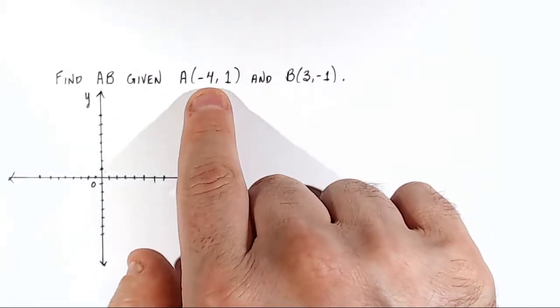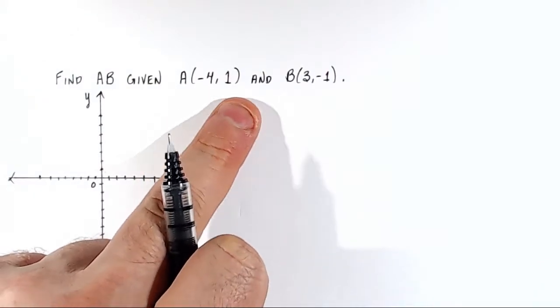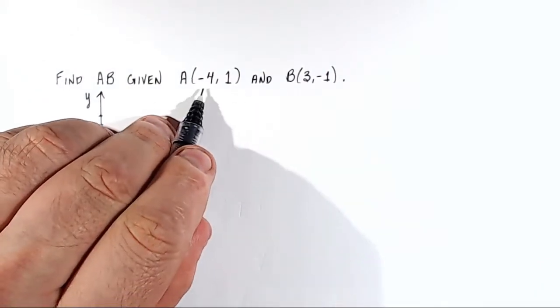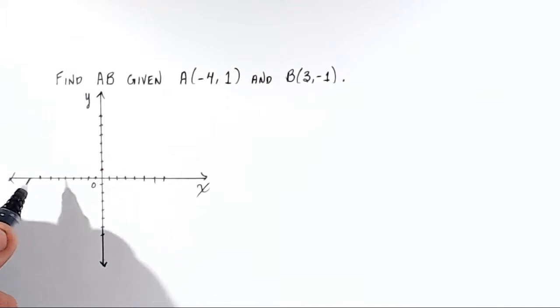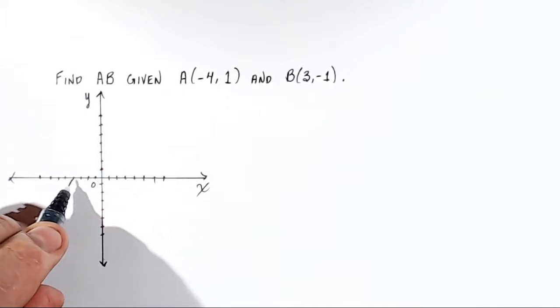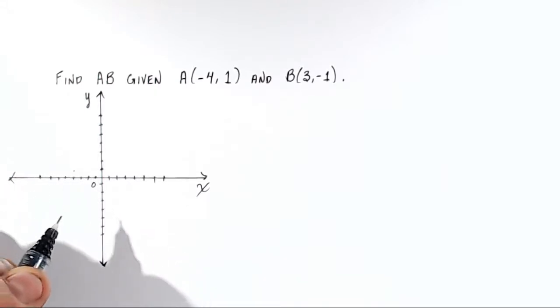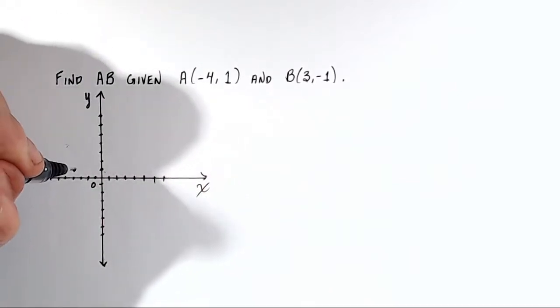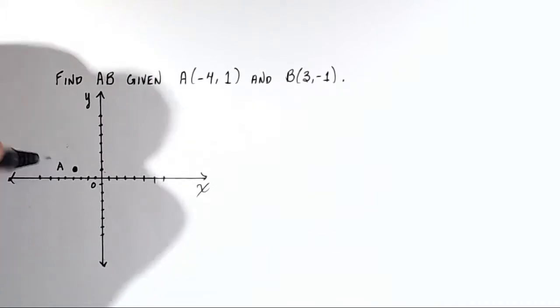Now let's plot point A. Point A is composed of an x coordinate and a y coordinate. The x coordinate is -4. So I start at the origin and go left 4: -1, -2, -3, -4, and then I go up 1. So point A is right there at (-4, 1). Put a dot there and call that A.